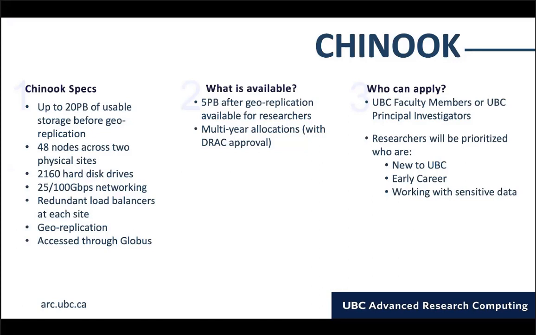What is available for researchers to apply for? So 5 petabytes are available for researchers after geo-replication. Multi-year allocations are possible, but they will have to go through an additional review process with our DRI Resource Allocation Committee, a faculty committee. Similar to Sockeye, Chinook allocations are only for UBC faculty or PIs. And again, applications are prioritized for those who fall into the gaps I spoke about earlier, such as new faculty, early career researchers, those working with sensitive controlled data, etc.